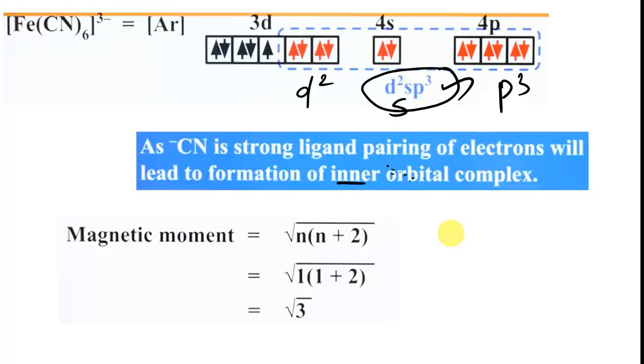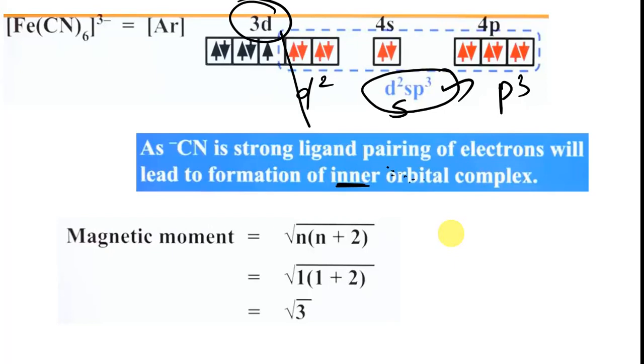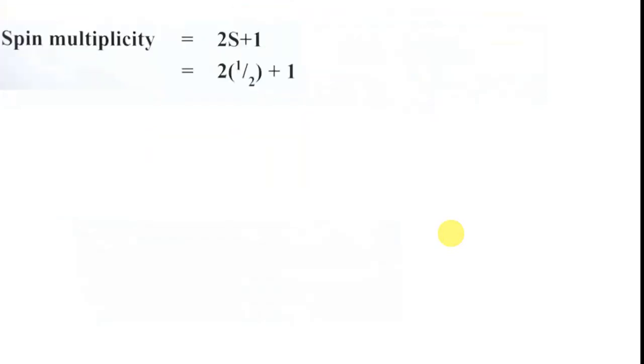It is an inner orbital complex because the bonding takes place in the 3d orbital, so it is called an inner orbital complex, and the magnetic moment will be root of n into n plus 2. n is the number of unpaired electrons. So how many unpaired electrons are there here? Only one unpaired electron here. So the magnetic moment is root 3. And spin multiplicity, that is 2S plus 1. Here we are having only 1 electron, so S is equal to half here, and the value is equal to 2.